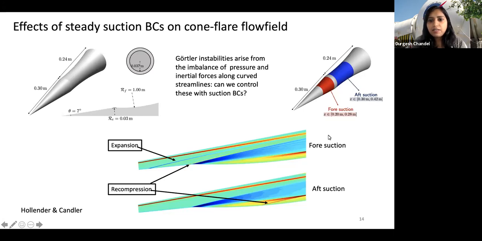He observed that there was a difference in the base flow if you apply a suction BC in the forward region versus the aft region. The plots shown here are the density contours of two simulation results. The top one is when you have the suction BC on the forward of the body, and the second one is at the aft suction BC. You see a strong recompression shock, which is not present if you have a forward suction. So there was an impact, but it was also impacting the base flow itself.